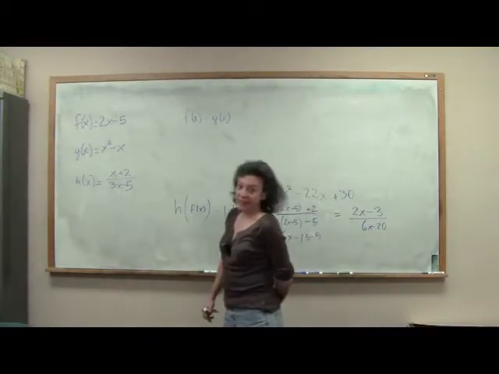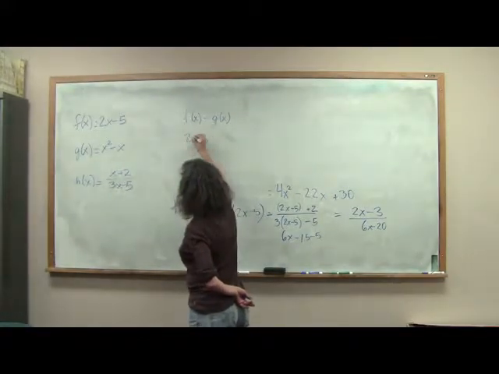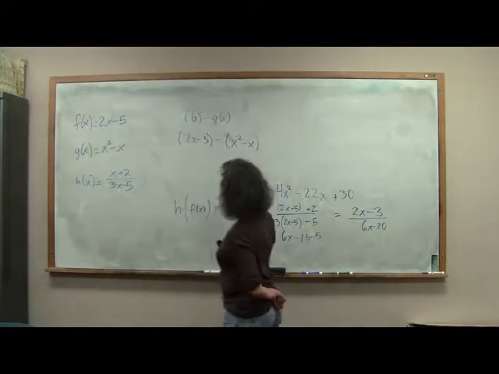Well, key thing here, parentheses. f of x is 2x minus 5, and I want to subtract g of x, which is x squared minus x.